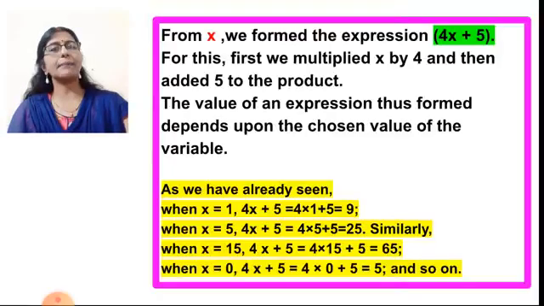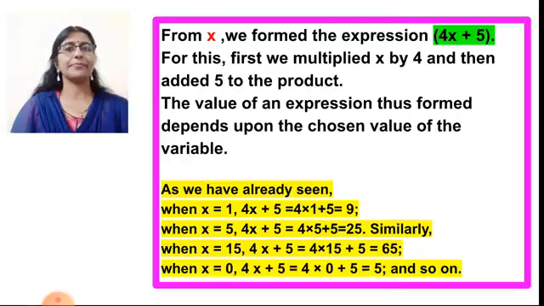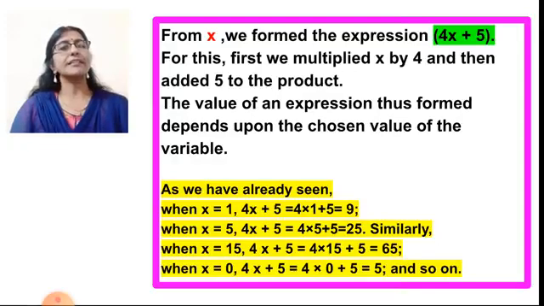Now the next example is from x. We form the expression 4x plus 5. For this, first we multiply x by 4 and then add 5 to the product. Now the value of an expression thus formed depends upon the chosen value of the variable. That means you can take any value of the variable. Let us see some examples here.